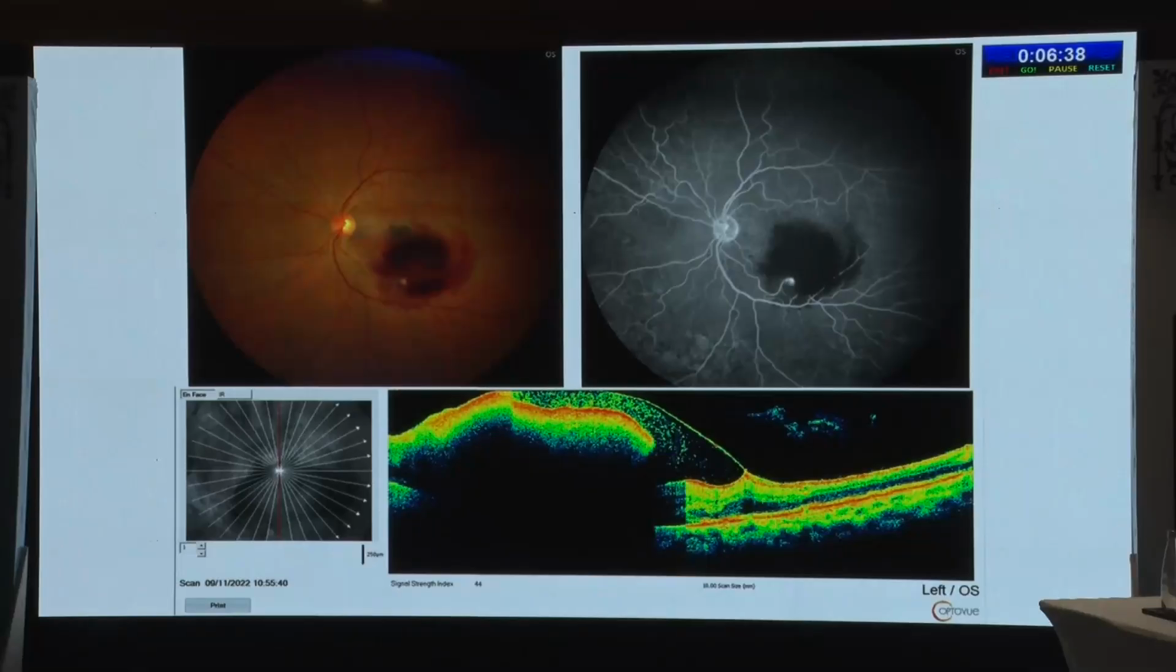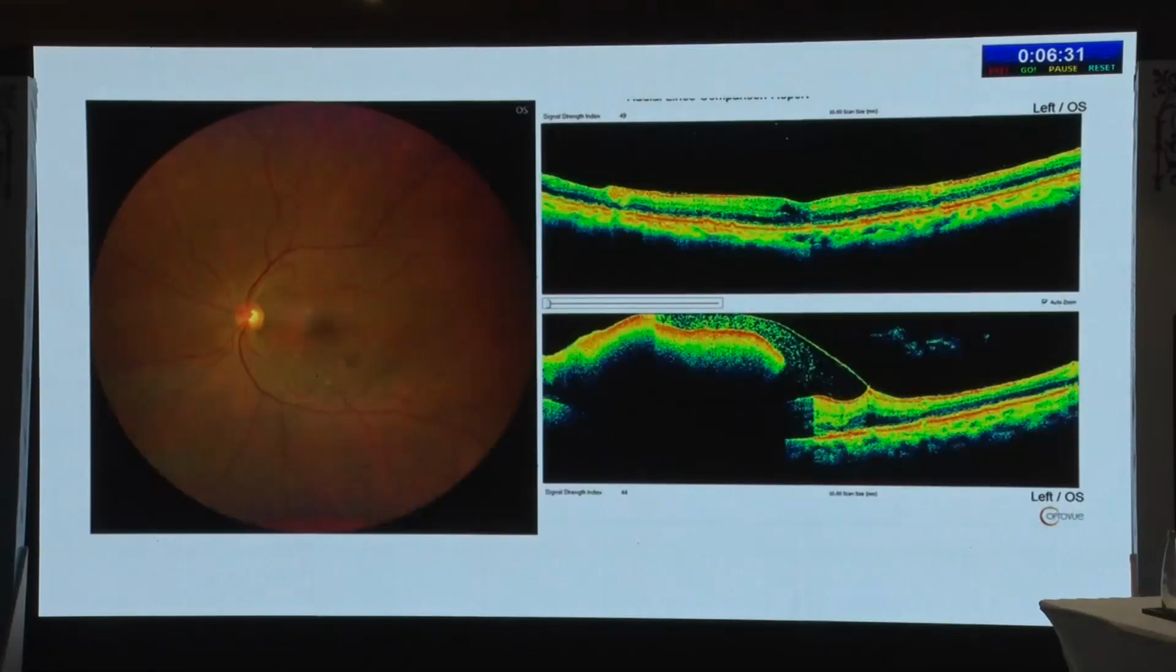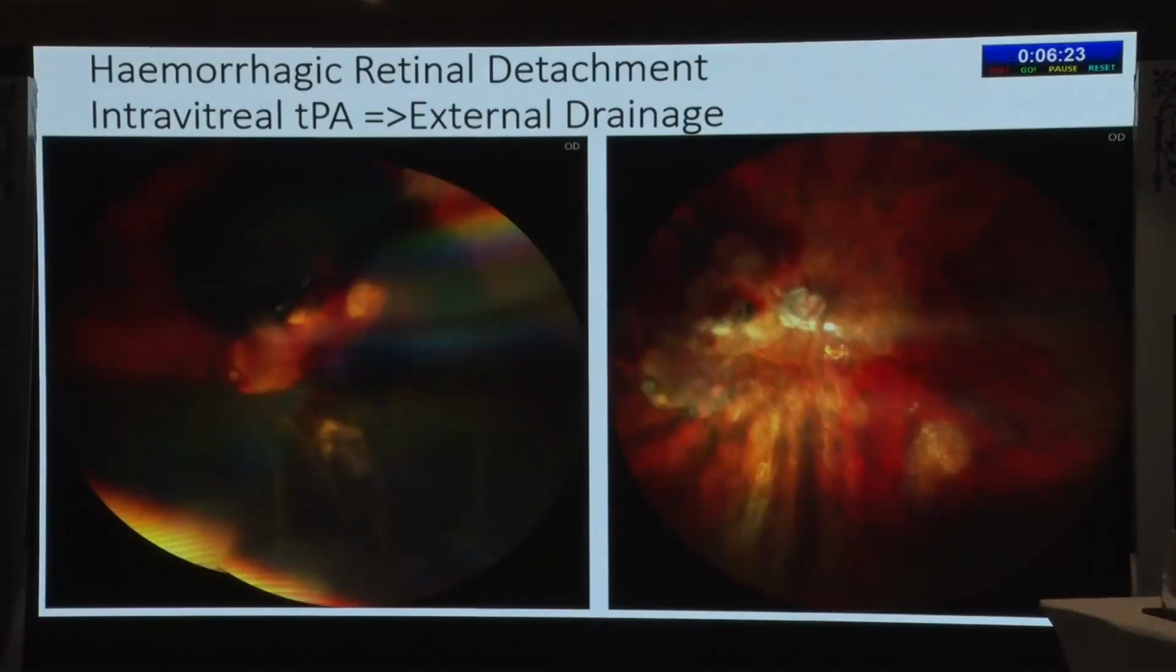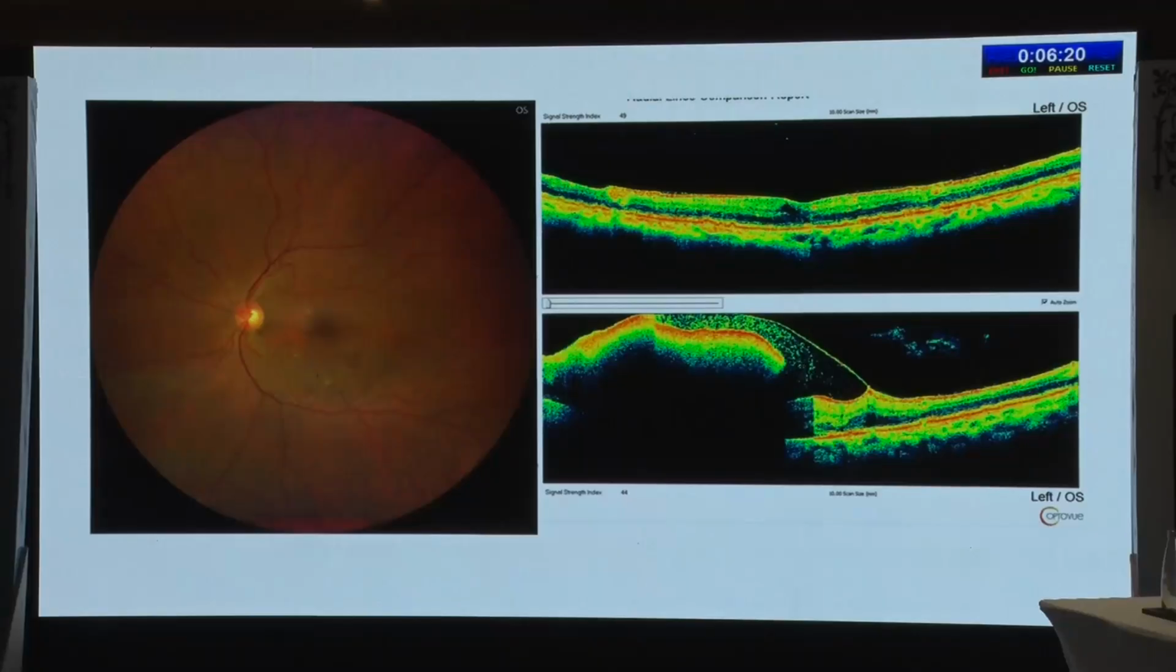This is an example of a macroaneurysm resulting in a submacular hemorrhage. In this case, you see most of the blood is pre-retinal, some of it is subretinal. We just gave an intravitreal tPA and prone positioning, and this is post-operative. You see the hemorrhage has displaced nicely with the intravitreal tPA alone.